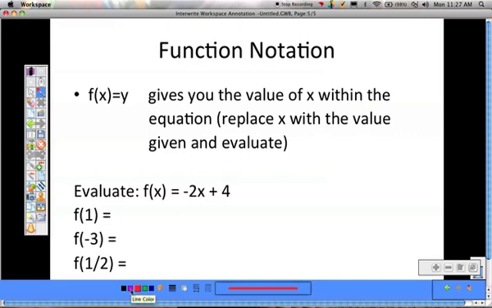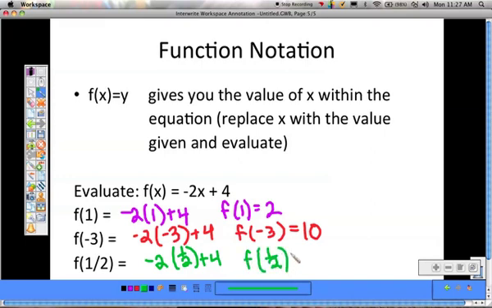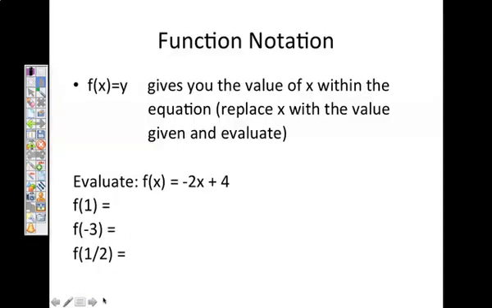What does f of 1 mean to evaluate? It means to plug in a 1. So we have negative 2 times 1 plus 4. So we say f of 1 equals 2. For the next one, plug in a negative 3 for x. So we have negative 2 times negative 3 plus 4. And we would say f of negative 3 equals 10. And f of 1/2 means you plug in a 1/2. Half of negative 2 is negative 1 plus 4. So we have f of 1/2 is 3. Okay, so there's examples of using function notation.